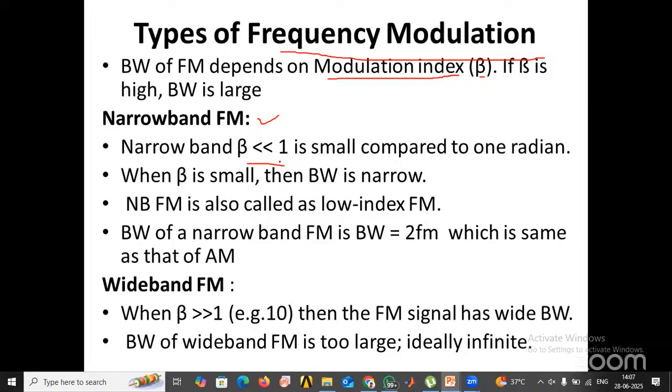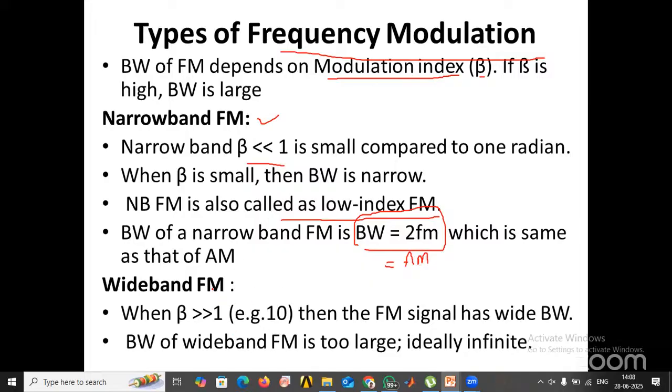If the beta factor is very small, it is called narrowband FM, and it is also called low index FM. In such a case, in narrowband FM, the bandwidth is approximately equal to twice the frequency of the modulating signal, like the bandwidth of an amplitude modulated signal. That means narrowband FM has the same bandwidth as an amplitude modulated signal.